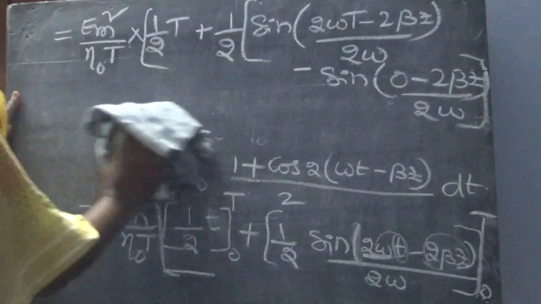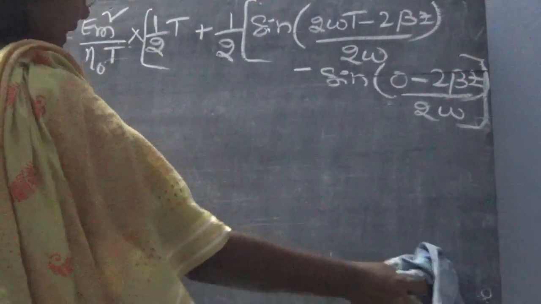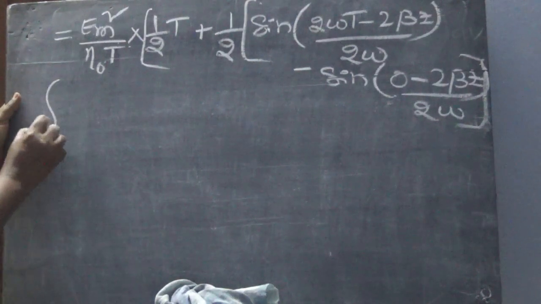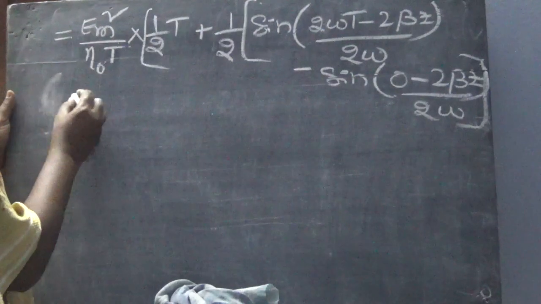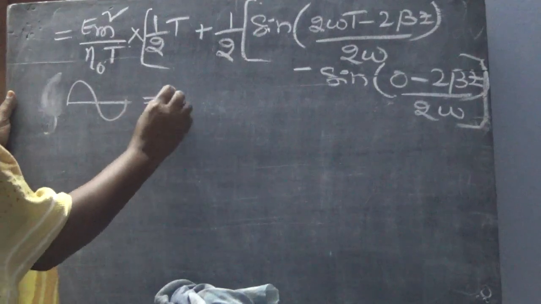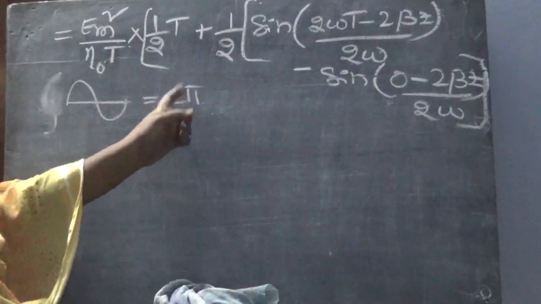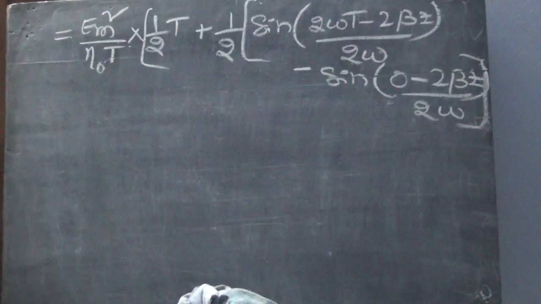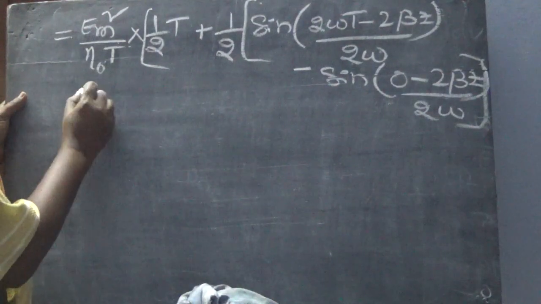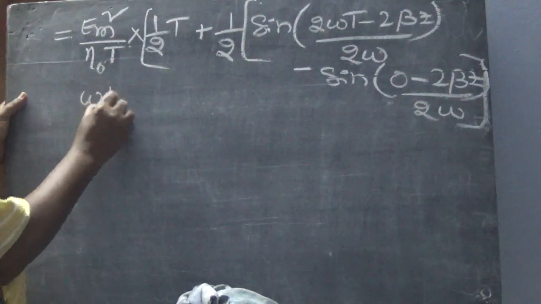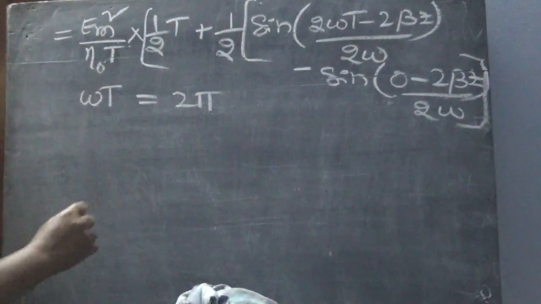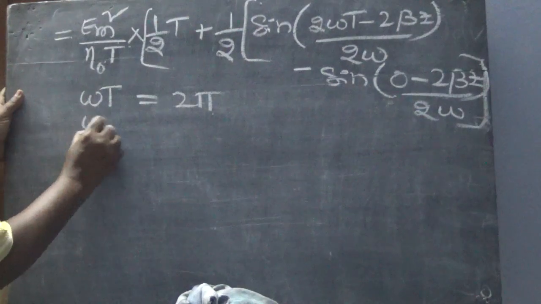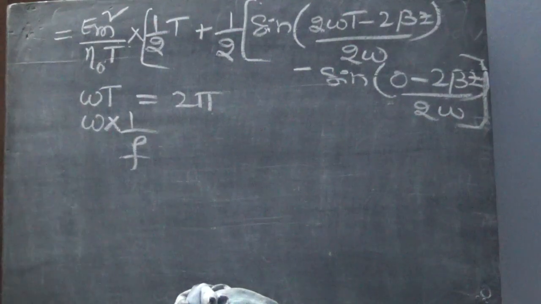సో ఎంత వస్తుంది ఇప్పుడు నాకు? We will have this. ఇప్పుడు ఏమనుకున్నాము? We are considering T as a time period. టైం పీరియడ్ ఎంత మటుకు? ఒక టైం పీరియడ్, it is a sinusoidal wave. ఒక టైం పీరియడ్ ఎంత ఇస్తుంది? Which is nothing but 2 pi radians. సారీ, టైం పీరియడ్ T. Now omega T is equal to 2 pi. So what is this T, the time period? Time period is equal to 1 by f.